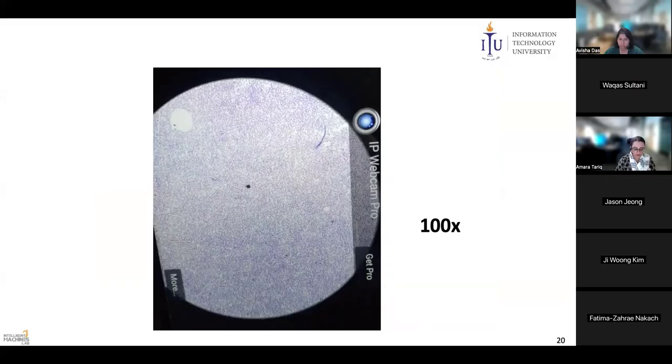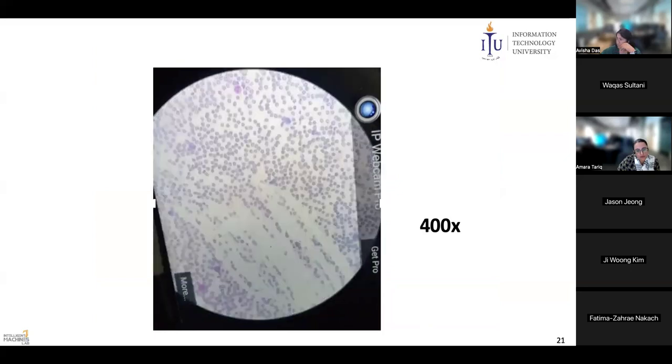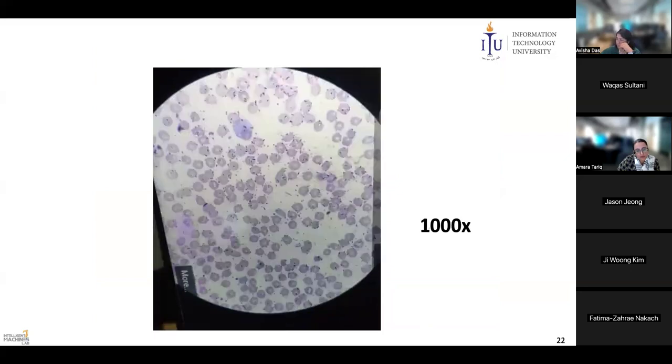It's not very good quality, but just for visualization purposes. Here are the red blood cells at 100x, these are at 400x, and these are at 1000x. So basically you are looking at the cells at 1000 times magnification, and the gold standard for malaria, because you want to look into the cells to see the structures, is to have 1000x.